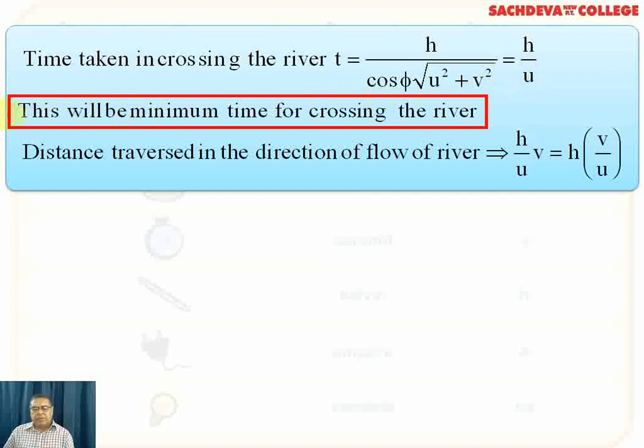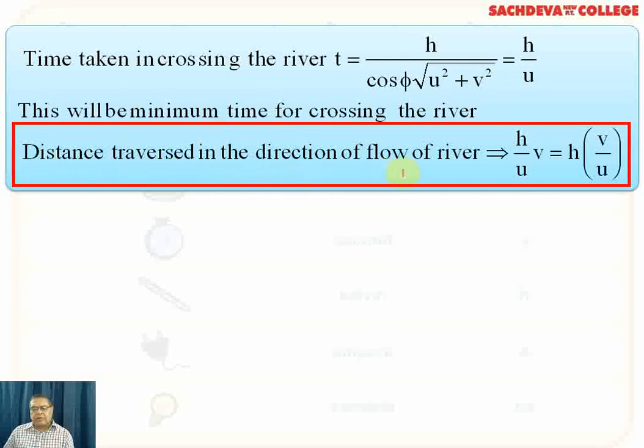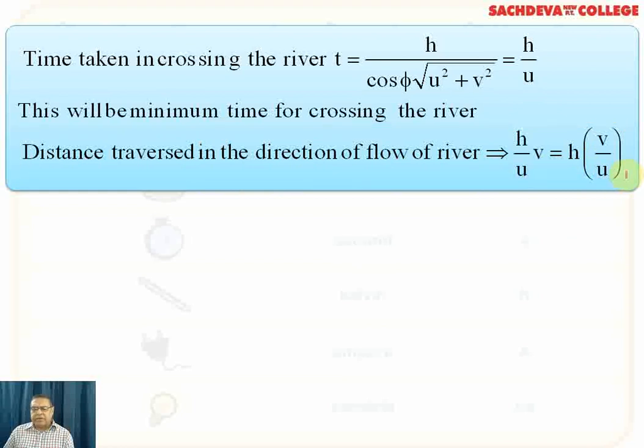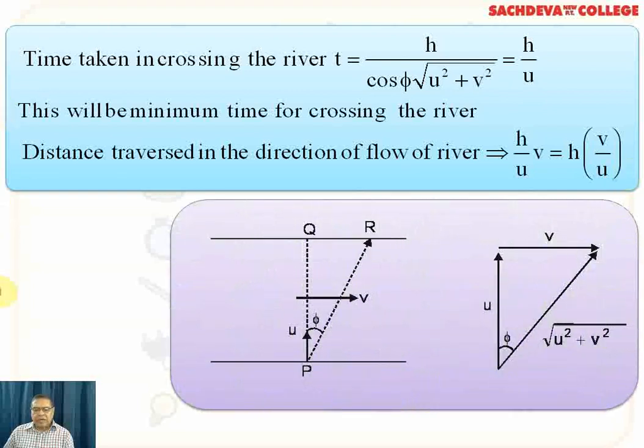This will be the minimum time for crossing the river. Distance traveled in the direction of flow of the river is given by h over u into v, which will be equal to h into v over u. What is v and what is u? v is the velocity in the direction of flow of the river and u is the velocity of movement of the swimmer or the boat with respect to the flow. So again, in the figure, the same thing is depicted. Whatever is mentioned here, that is h over u into v, is equal to h into v over u.